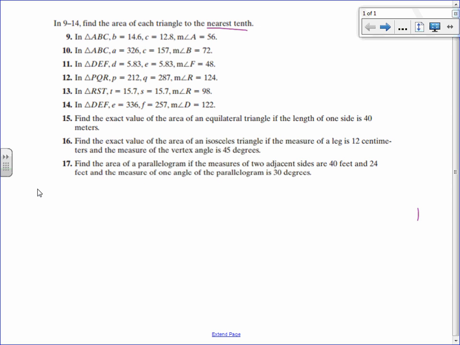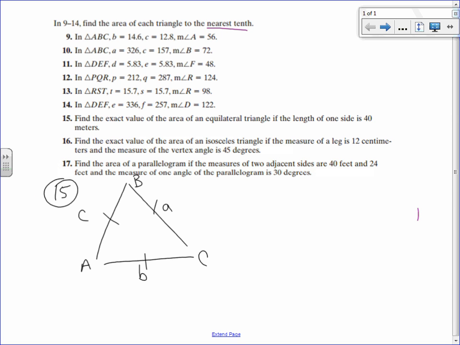And last but certainly not least, we had to do number 15. They give us an equilateral triangle. So A, B, C, little a, little b, little c, and it's equilateral, so I know all the sides are equal. I also know that all the angles are equal. They are always equal to 60 in an equilateral triangle.